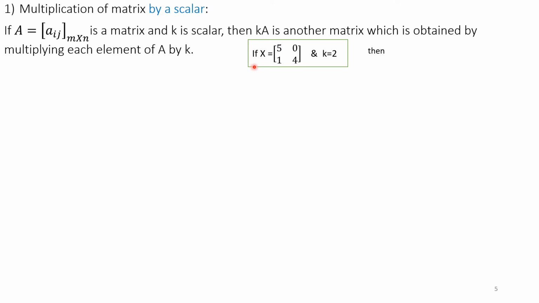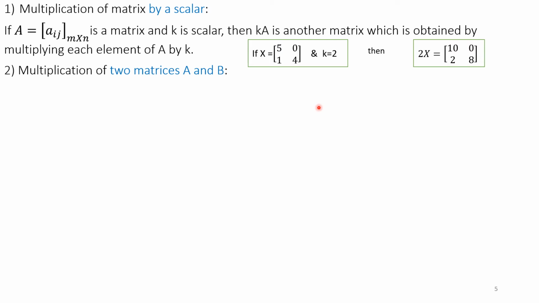So if X is the 2 by 2 matrix [5, 0; 1, 4] and K is equal to 2. This is the given example. Then we will get 2X as the multiplication. This 2 is multiplied with each element. That is, 2 into 5 is 10, 2 into 0 is 0, 2 into 1 is 2, 2 into 4 is 8. That is, each element of matrix X is multiplied by the scalar 2. Therefore, we get the result 2X as [10, 0; 2, 8].